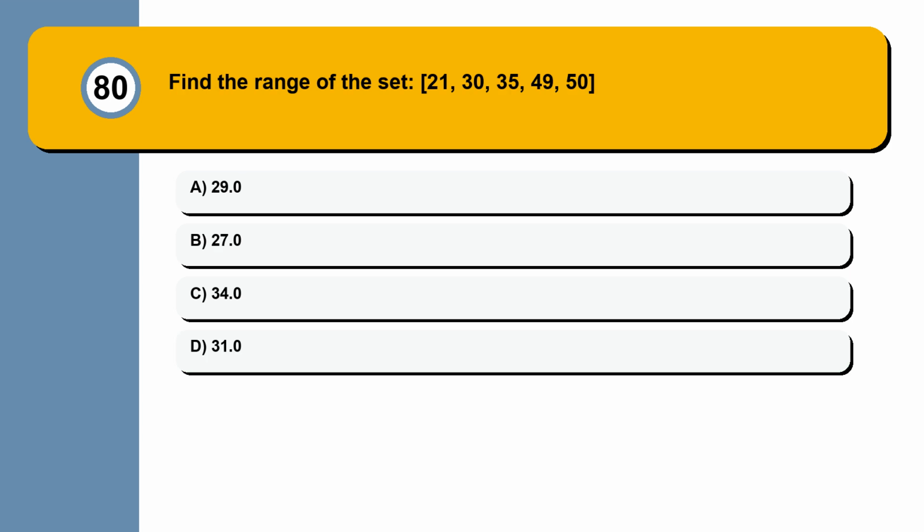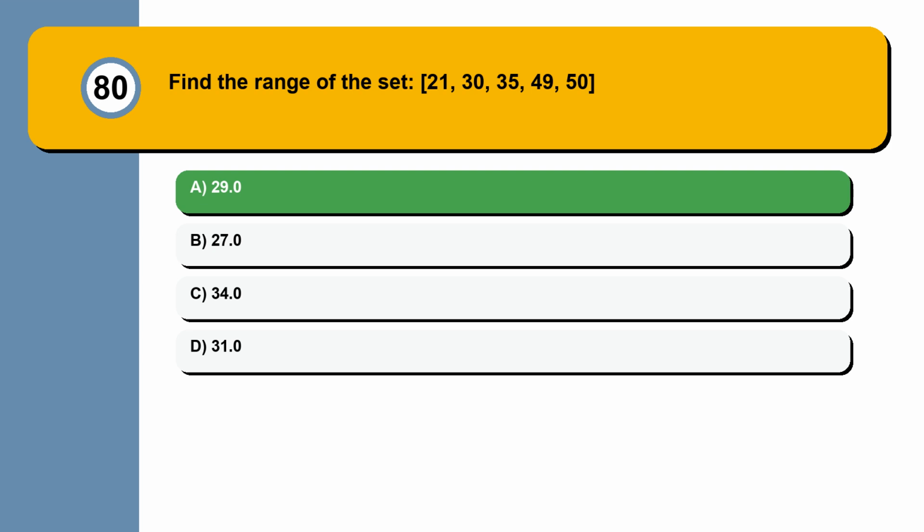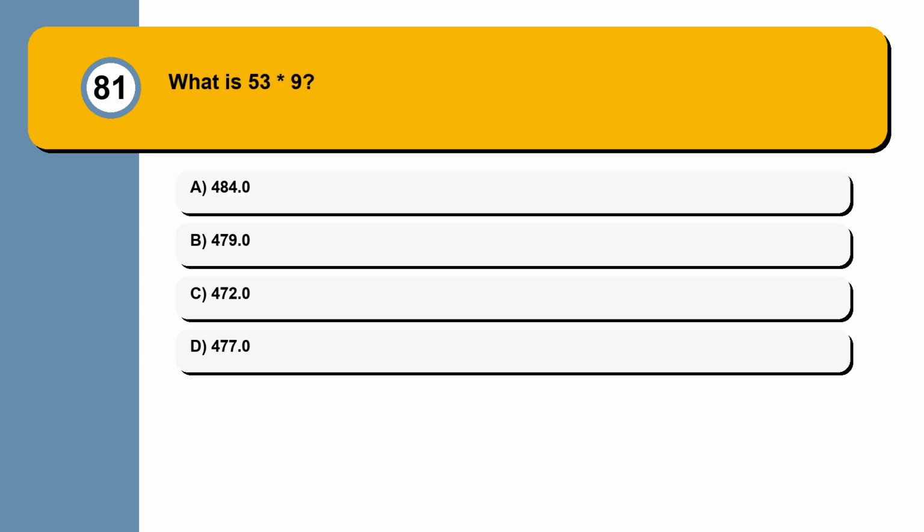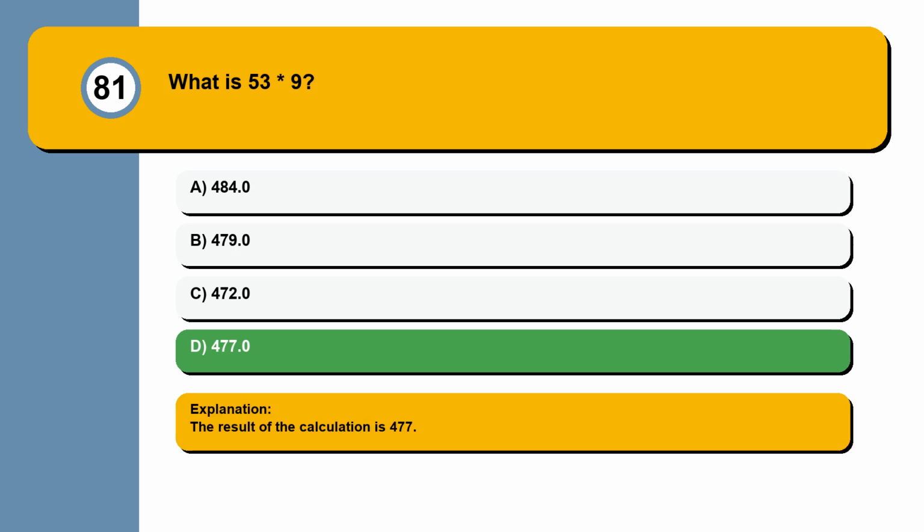Question 80. Find the range of the set 21, 30, 35, 49, 50, 29.0, 27.0, 34.0, 31.0. Calculated result is 29. Question 81. What is 53*9? 484.0, 479.0, 472.0, 477.0. The result of the calculation is 477.